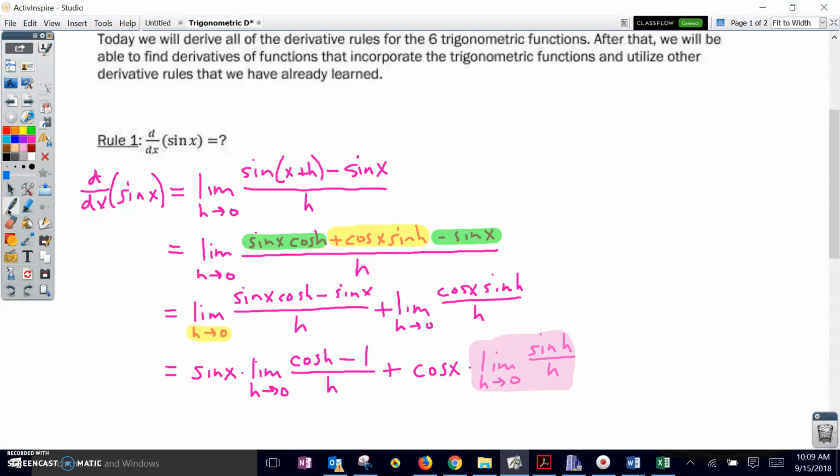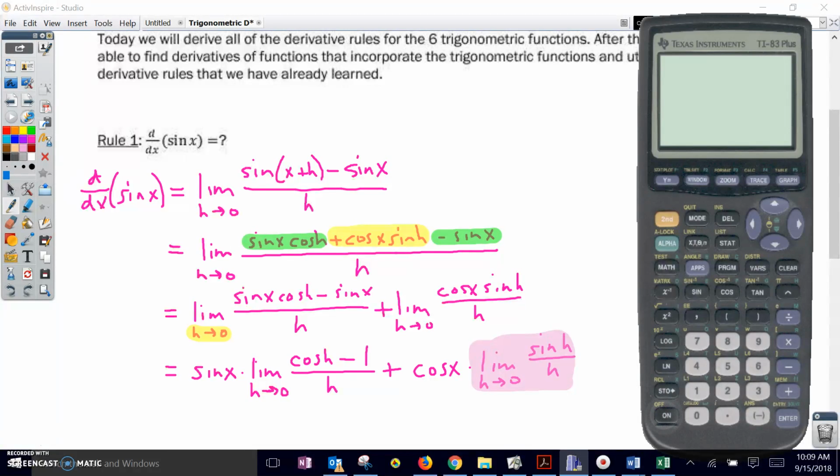The other limit is not one that we immediately recognize. I'm going to find it using my calculator, make a little table here. So I'm going to go into my y equals screen and put in, on my calculator I've got to use x as my variable, cosine of x minus 1 all over x. And I'll set up a table to find that limit around 0. And we see as we approach 0, the values are getting closer and closer to 0 from both sides. And therefore this limit is 0.